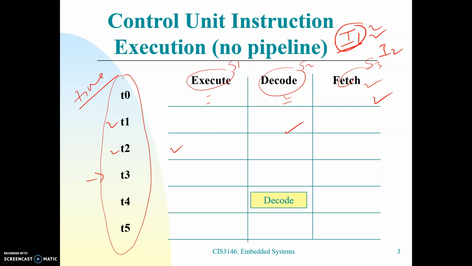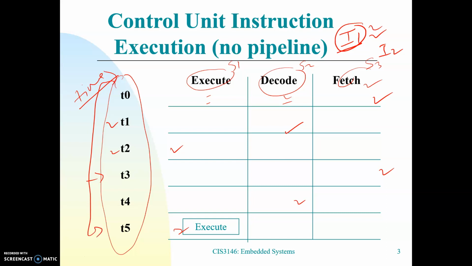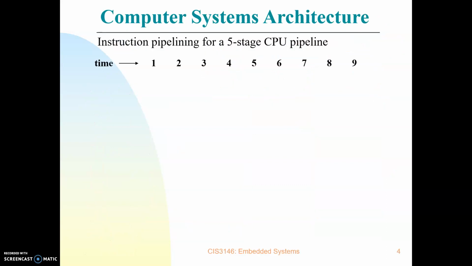That is, fetch the instruction for I2, then decode the instruction for I2, and then execute the instruction for I2. So at different time intervals, different instructions will get executed one by one in the simple 3-stage CPU instruction model. Now the next slide I have presented is for the 5-stage CPU pipeline.